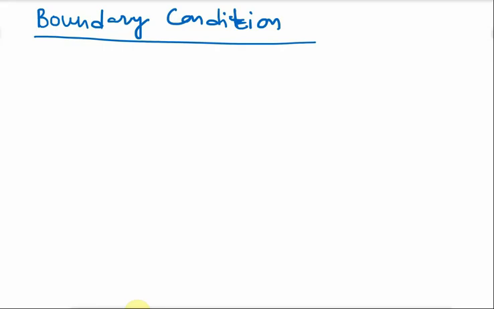Okay, so let's say there are two regions, region 1 and region 2, and this is the boundary of the two regions. Let's say the first region is a conductor and the second is a dielectric, or both are conductors, or both are dielectrics. Like this we have different mediums and there is a boundary separating the two mediums.